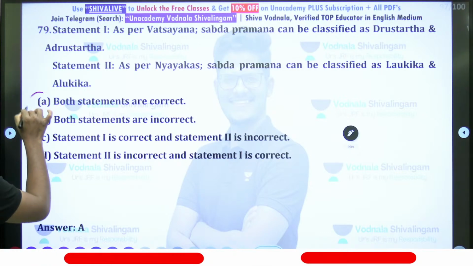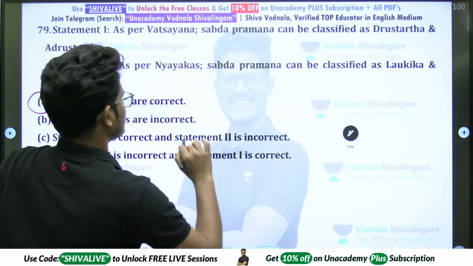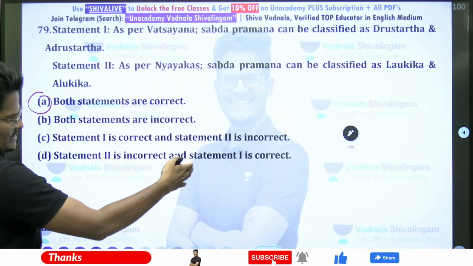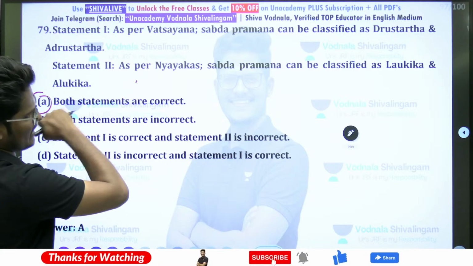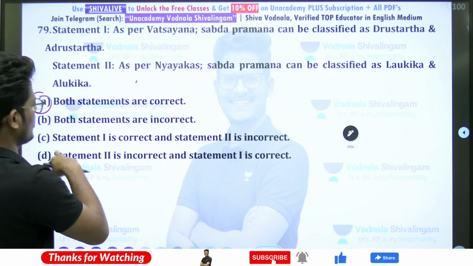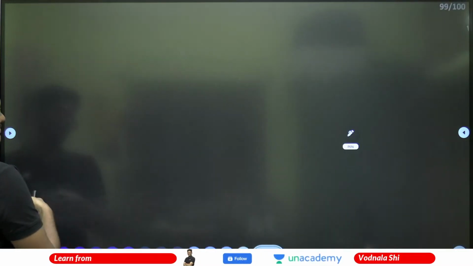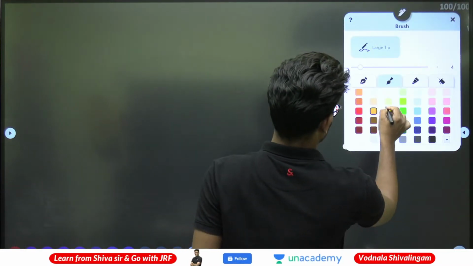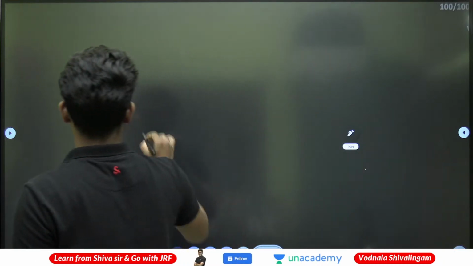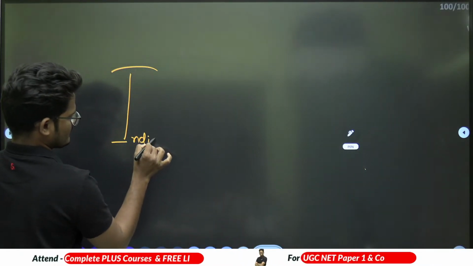Option A is the given answer. Both statements are correct. As per Vatsyayana, Shabda can be classified as Drishtartha and Adrishtartha, because Drishtartha and Adrishtartha are given in Shabda, verbal testimony. As per Nyaya, Shabda Pramana is classified into Laukika and Alaukika also. Two things. Right? So that's the end of the Indian logic previous year questions. Two sessions, yesterday and today put together, I have completed Indian logic previous year questions.